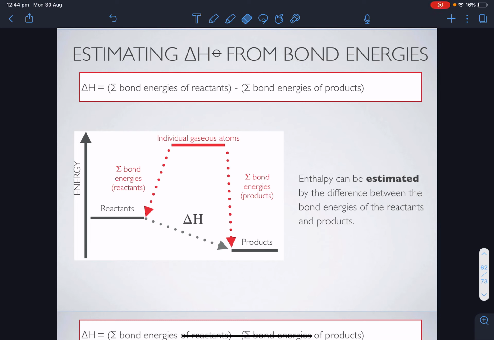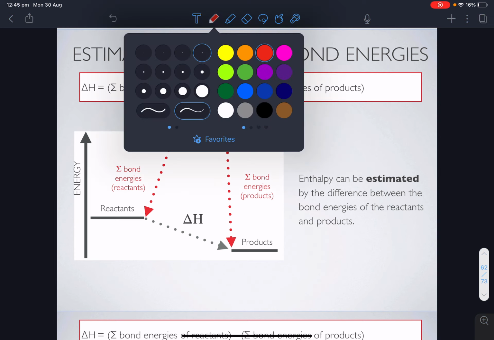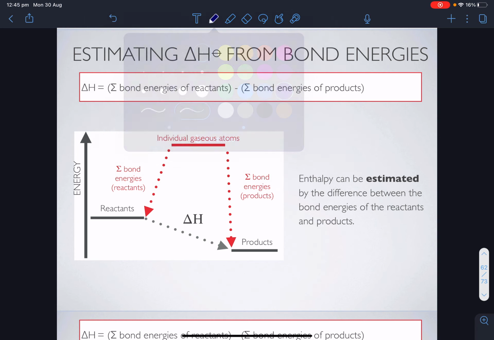Okay, one handy thing that we can use these lists of bond energies for is to estimate the enthalpy of a reaction. So here's another way that we can get enthalpy for a reaction: use bond energy values from a table or given in a question. And the formula is the enthalpy for a reaction is equal to the sum of the bond energies of the reactants minus the sum of the bond energies of the products.